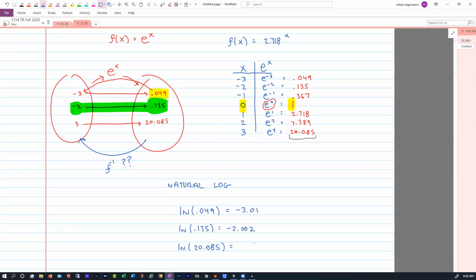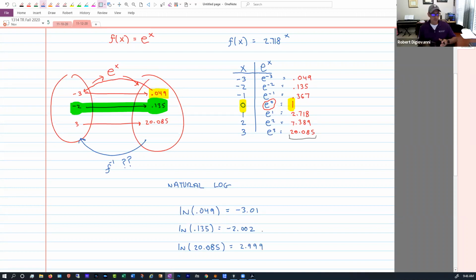Yes, sir. Does it matter if my calculator is in radians or degrees? It does not matter for exponential and log functions. That would only matter if you were doing trigonometric functions, which we don't deal with in this class. That would be something you have to pay attention to if you ever took a class called pre-calculus. All right, thank you. No problem.